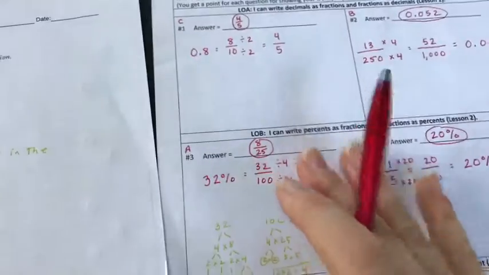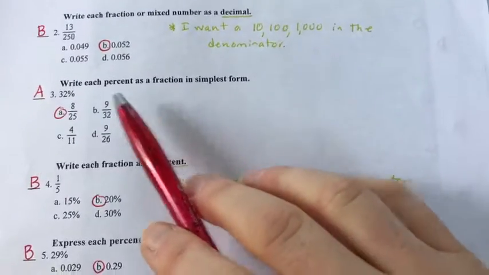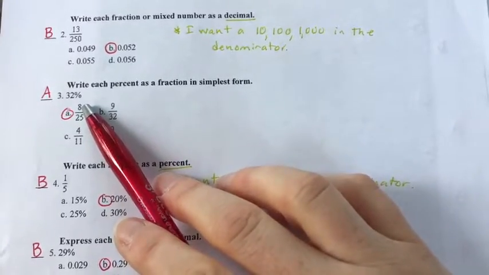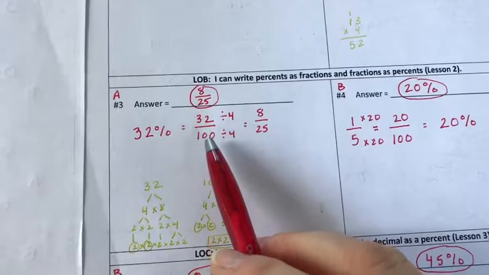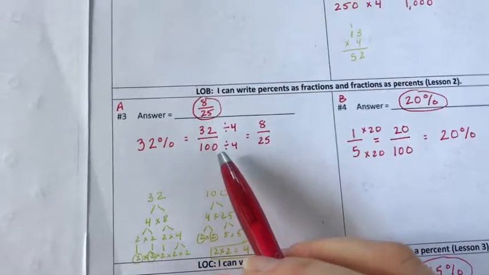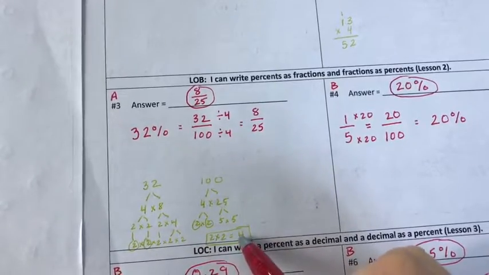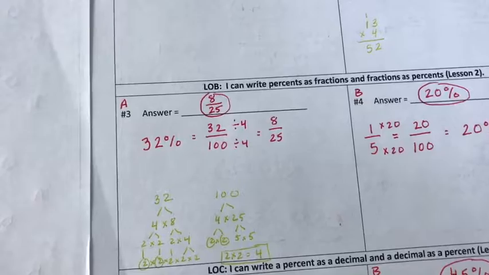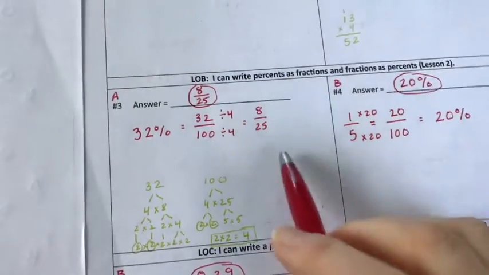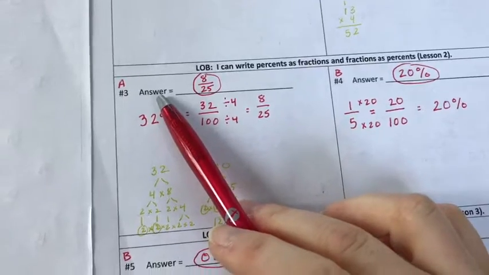Okay, for number 3 and 4, we are writing percents as fractions and fractions as percents. So write 32% as a fraction. 32% means 32 out of 100. Then we just need to simplify this, and I found the GCF of 32 and 100 is 4. I wonder if some of you divided by 2 and then had to divide by 2 again. But in the end, you should get 8/25 for number 3.